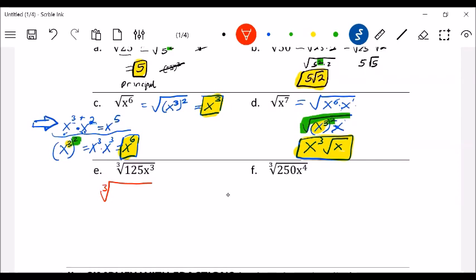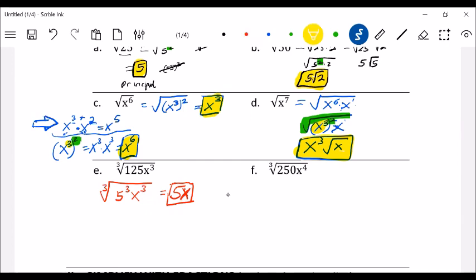You have to play with 125 and get to the point where you recognize that that's 5 to the third power and then x to the third power. And the cube root and the 3 for the 5 canceled out, so it's 5. And the cube root and the 3 for the x canceled out, so we have this. 5x is the solution for this one.